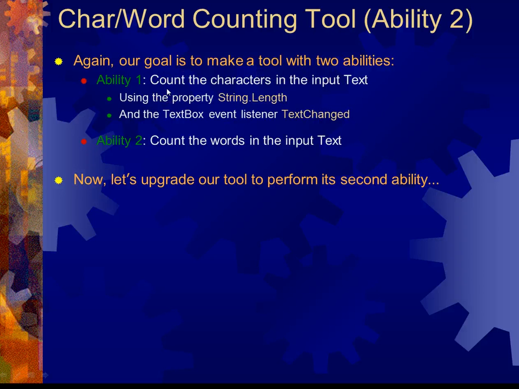Ability 1, count the characters in the input text using the property string.length. We just did that, and the text box event listener, text change, we just used that. And ability 2, count the words in the input text. Now let's upgrade our tool to perform its second ability.